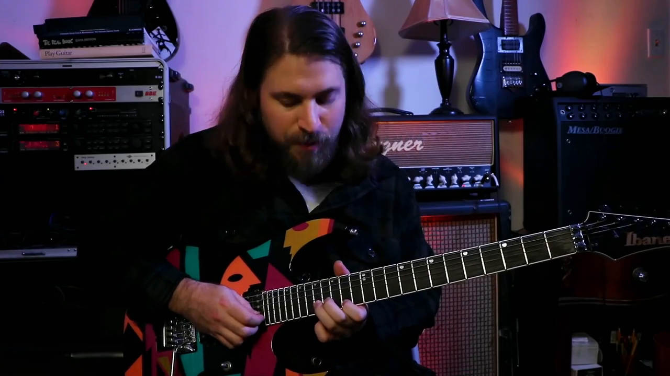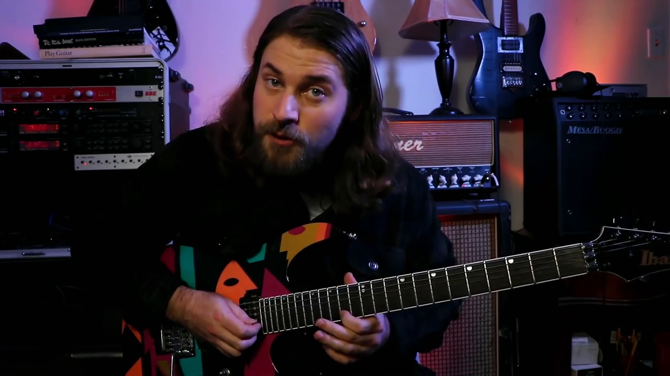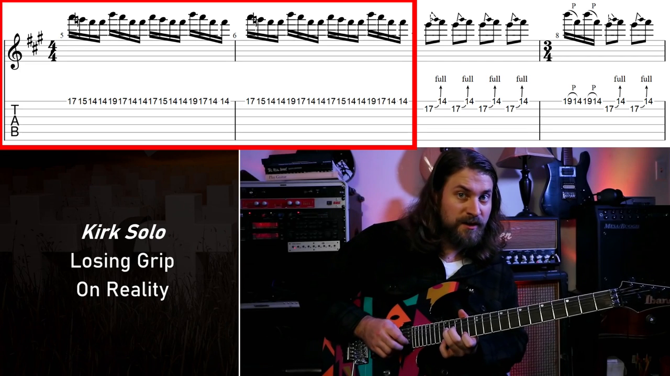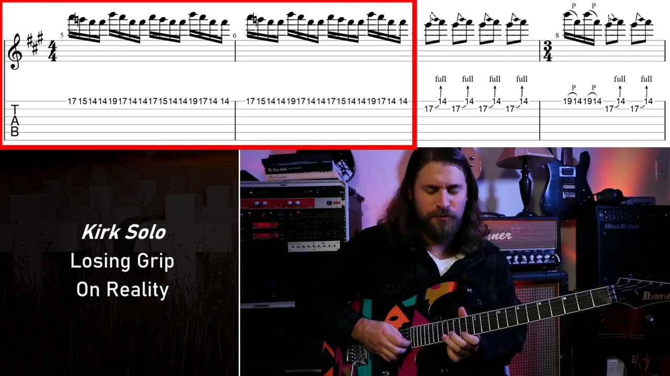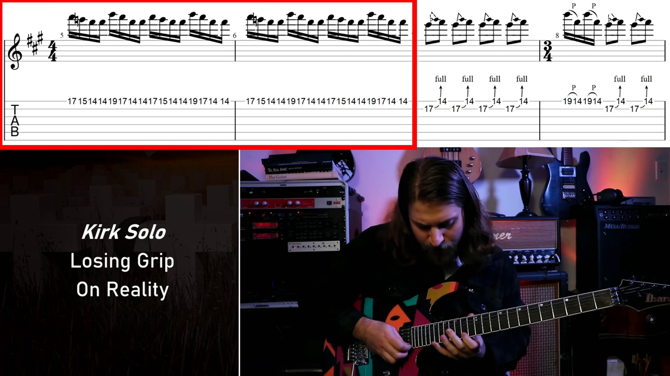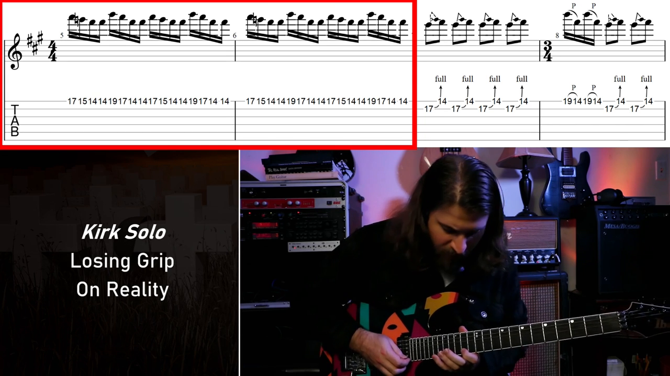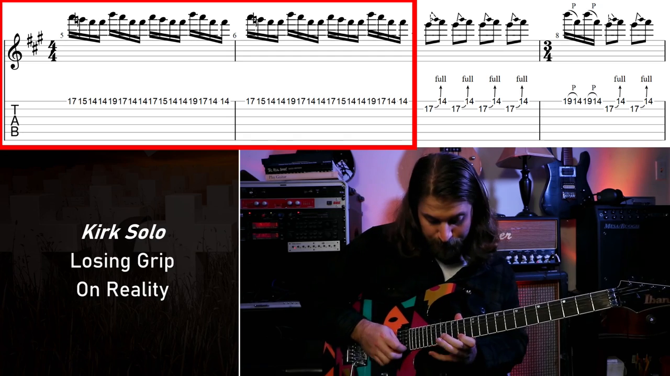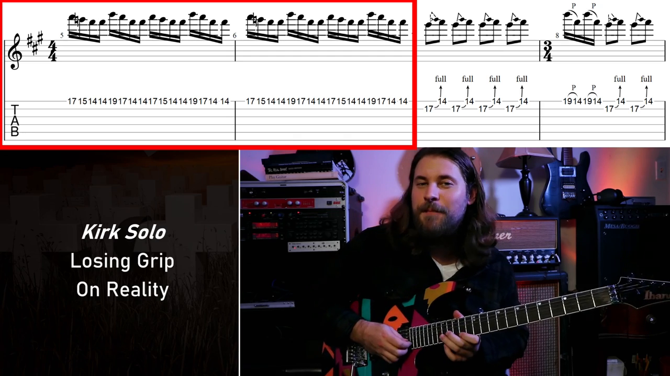Right after that, we have a series of bends. It's a unison bend. 17th fret of the B, 14th fret of the E. Just like that. Kind of haphazardly doing it as well. And then we do a couple double pull-offs. 19th and 14th fret. And then back into the haphazard bends.